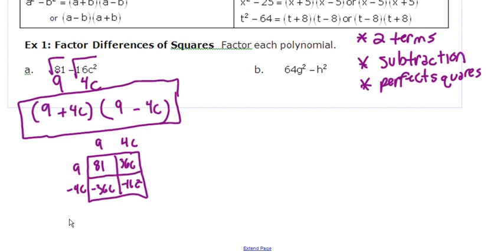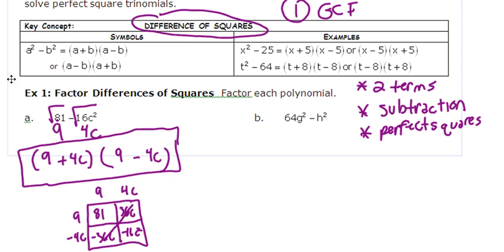So I start with 81 because that's in the top corner. 36c minus 36c. 36 minus 36 is 0, so these cancel out. And I have minus 16c squared. So look, I ended up with this. Okay, so this is a shortcut. It's called difference of two squares.